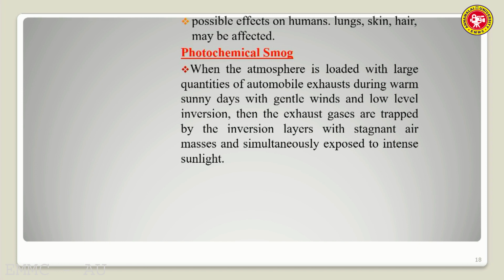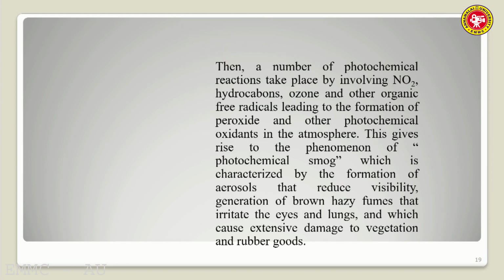Photochemical smoke. It is one of the strong pollutants. When the atmosphere is loaded with a large quantity of automobile exhaust during warm sunny days with gentle winds and a low level inversion, the exhaust gases are trapped by the inversion layer with stagnant air masses and simultaneously exposed to intense sunlight. A number of photochemical reactions take place involving NO2, hydrocarbons, ozone and other organic free radicals, leading to the formation of peroxides and other photochemical oxidants in the atmosphere.